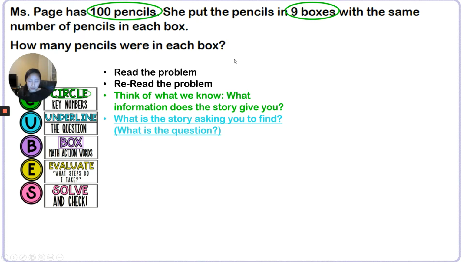And the next part is underlining the question. I actually have it separated right on the bottom for you, so it's easier to underline how many pencils were in each box. So I'm going to go and underline that right now.